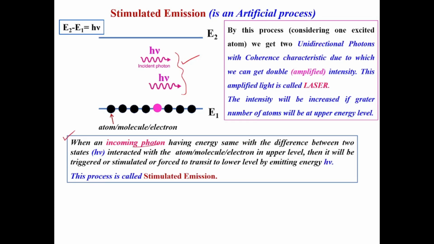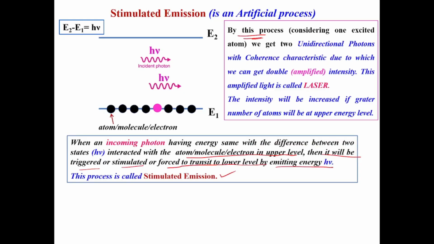When an incoming photon having energy the same as the difference between the two states, that is h mu, interacts with an excited atom or molecular electron in the upper level, it will be triggered, stimulated, or forced to transit to the lower level by emitting energy h mu. This process is called stimulated emission.